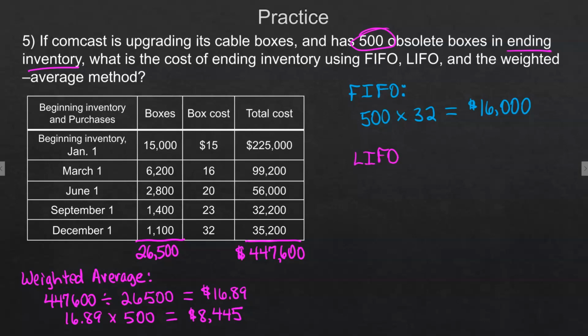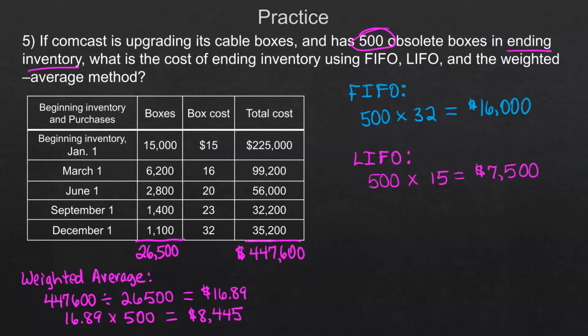And then last in, first out. So last in, first out would be at the bottom of the chart, so we go to the top of the chart, and those boxes are $15 each. So 500 times 15, and that's $7,500.